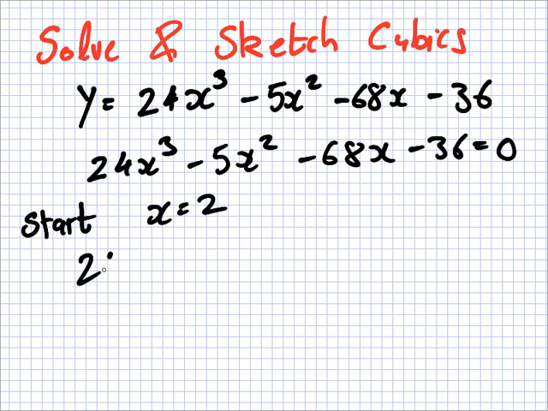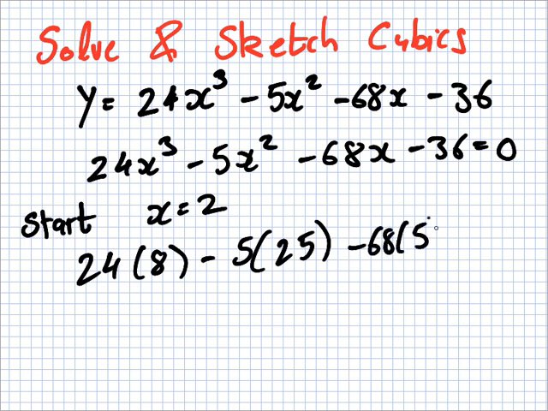So 24 times 2 cubed, minus 5 times 2 squared, minus 68 times 2, minus 36. What will that equal? Alright, sweet. Okay, so my first guess was right. Sorry, I don't know why this jumped to 5 all of a sudden. It should have been 68 times 2. And it is 0 though, with the right numbers put in, yeah?